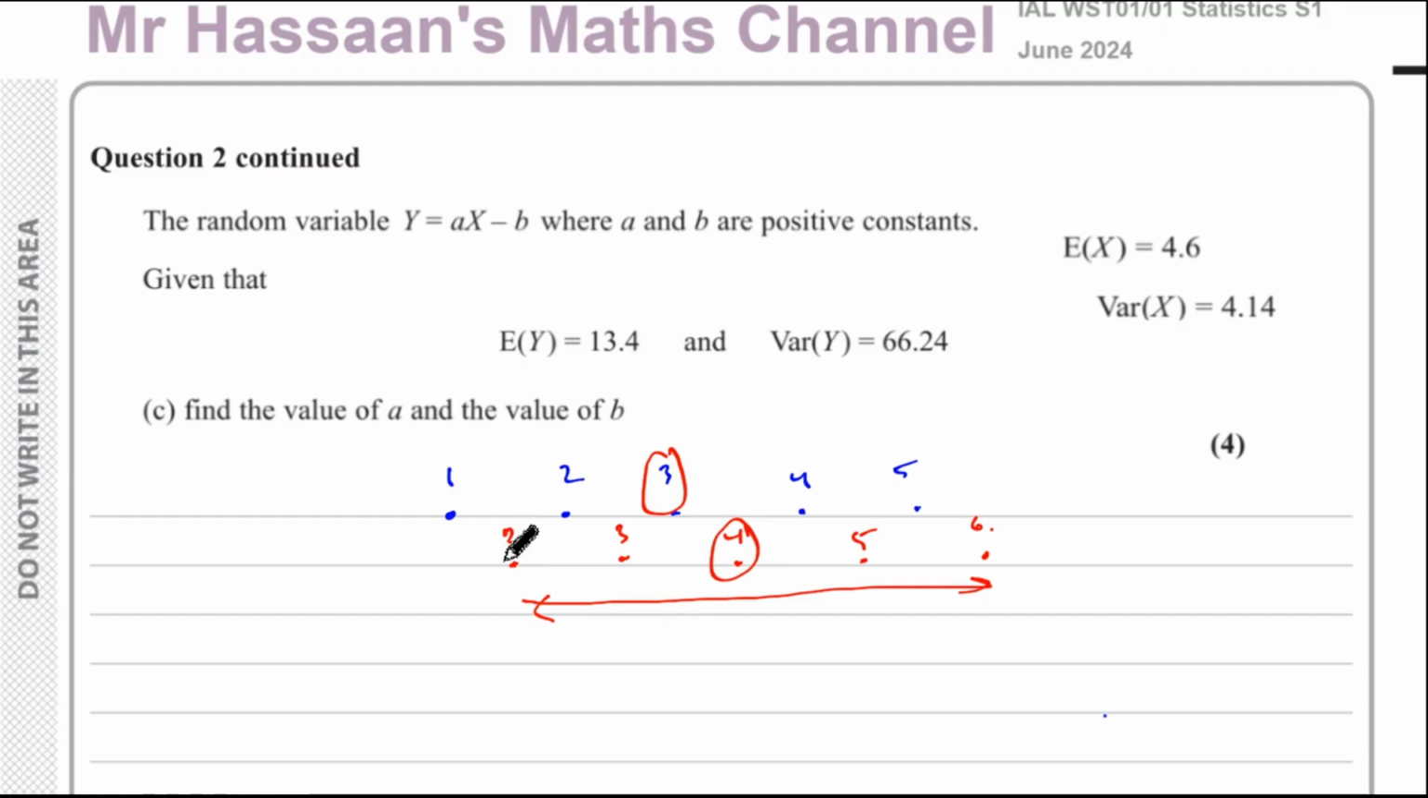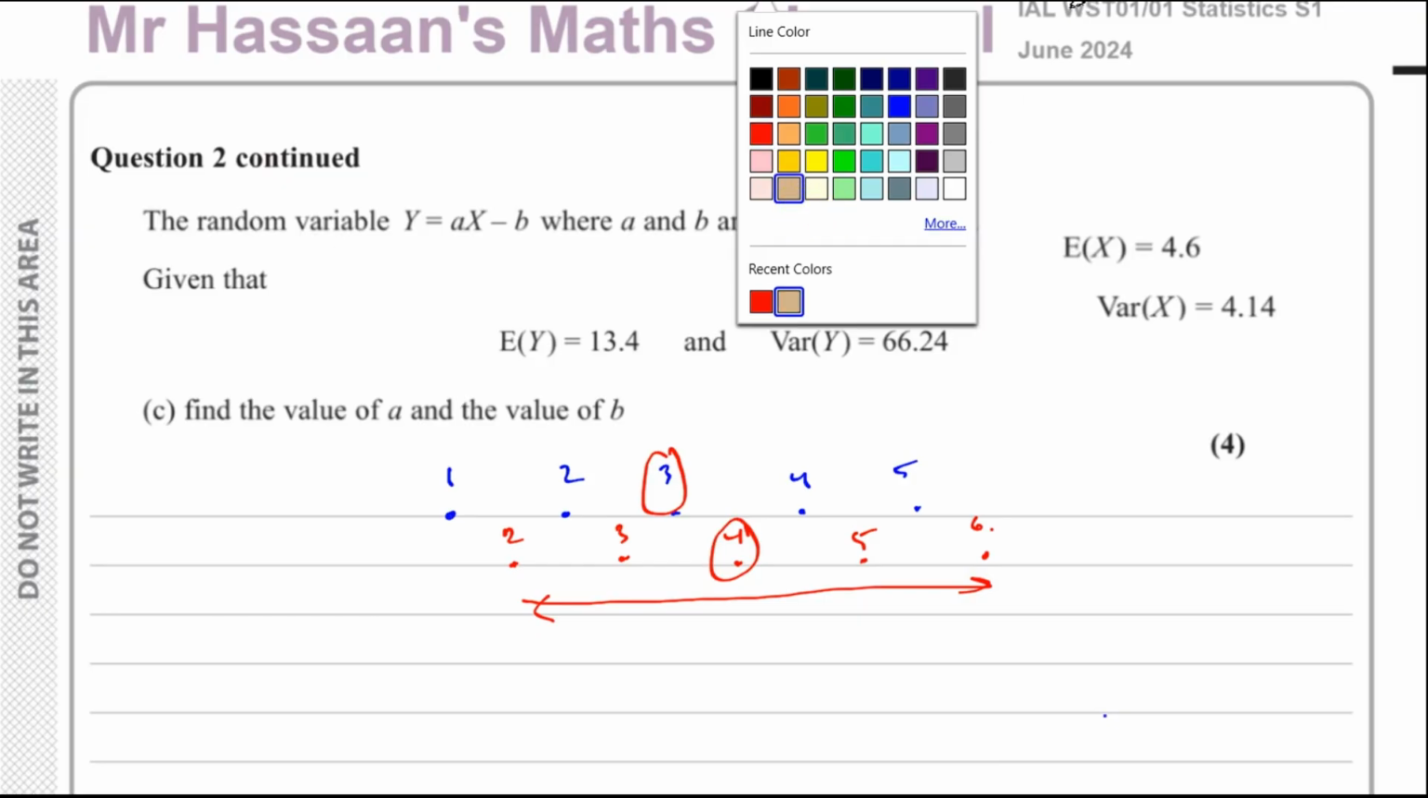Now, suppose we multiplied every value by 2, for example. So 1 would become 2, 2 would become 4, 3 would become 6, 4 would become 8, and 5 would become 10. As you can see, the mean, which was 3 before, is now 6, so the mean has been multiplied by 2. But the range before was between 1 and 5, which was 4. Now the range is between 2 and 10, which is 8. So the range has also been doubled.